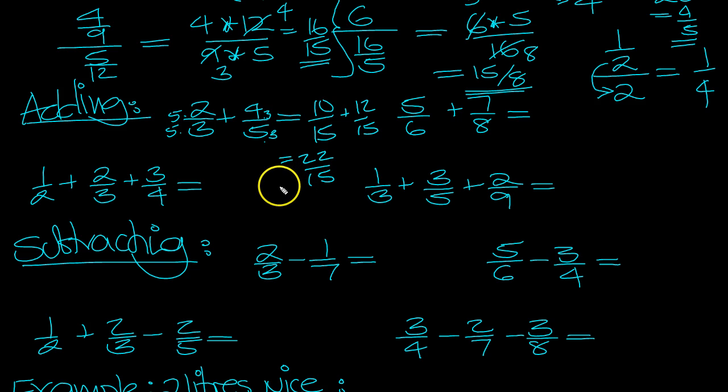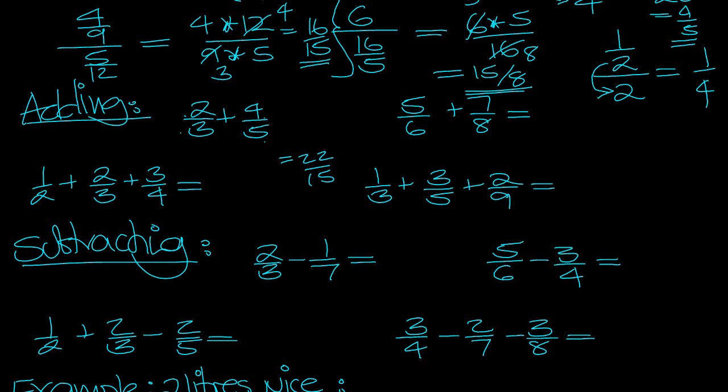So that's how you add fractions. The same process, if you see what we did there, we got 22 over 15. There's another method to do this with just a pair of fractions together, and I'll just show you that. So let's see if we get the same answer.